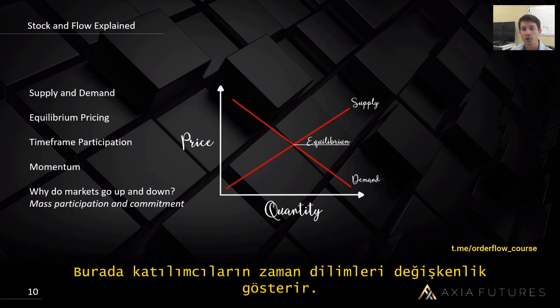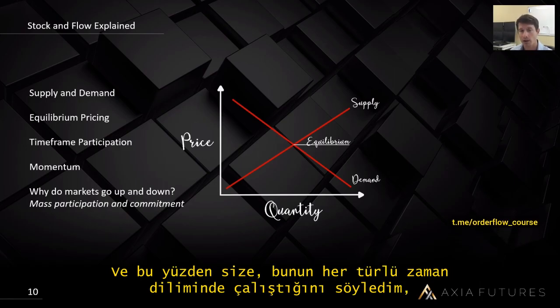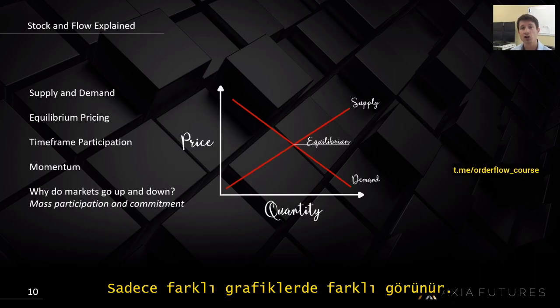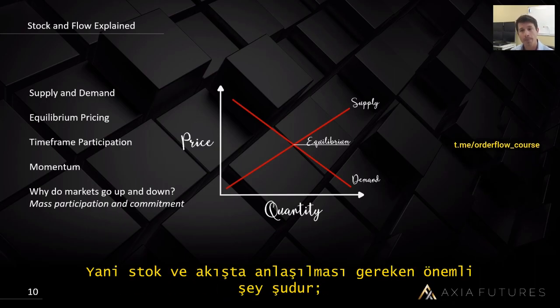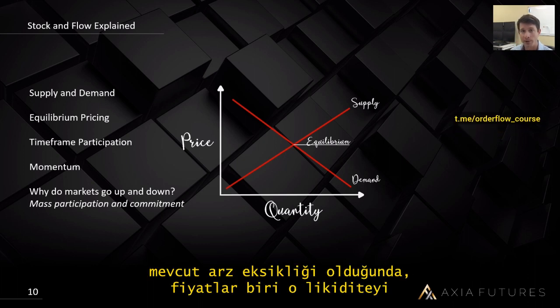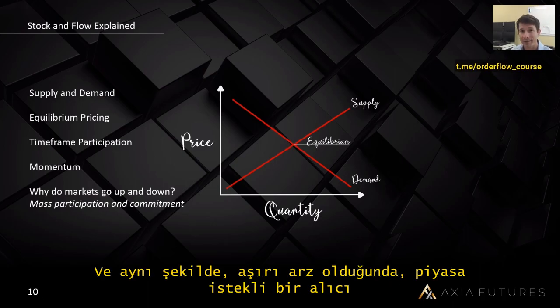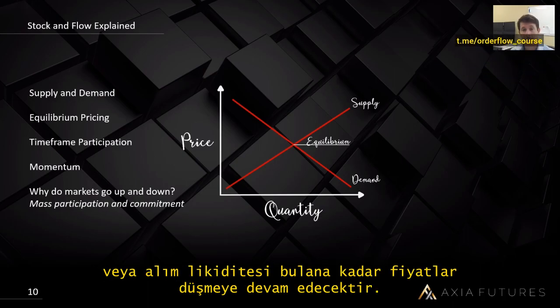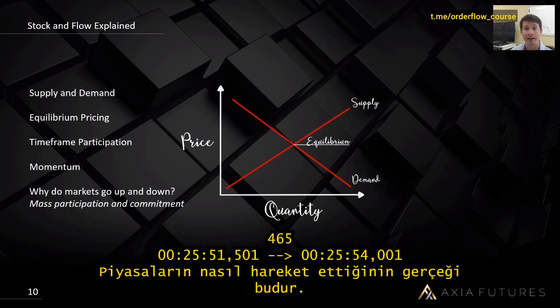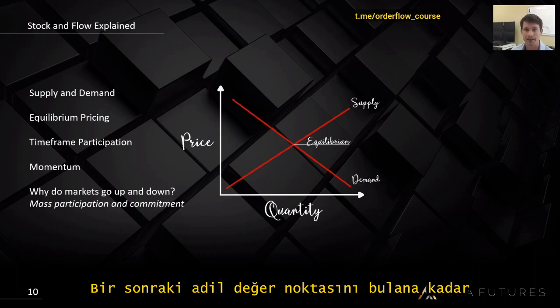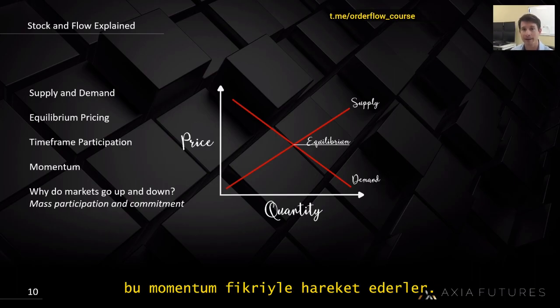Now, there's varying degrees of time frame participation, and that's why I said to you, this works across any time frame, because participation is participation. It just looks different on different charts. The important thing to understand with stock and flow is that when there is a lack of available supply, prices will go up until such a point that someone is providing that liquidity. And equally, when there's an oversupply, prices will keep going down until the market finds a willing buyer or buying liquidity. Right? That's the reality of how markets move. They move with this idea of momentum until they can find the next point of fair value.